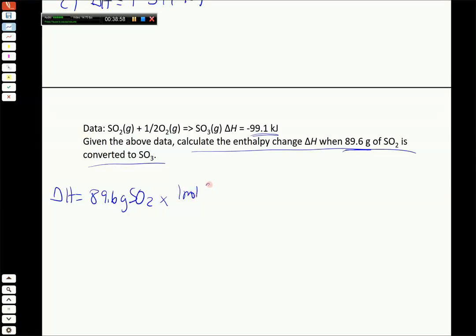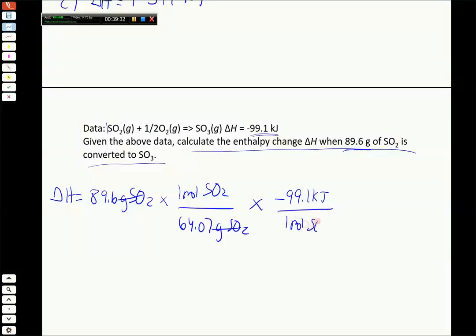of SO2. So we use the molar mass of SO2, which isn't given in this problem. It's going to be the sum of the atomic masses, 32.07 for sulfur, 2 times 16 for oxygen. So it's going to be 64.07 grams of SO2 per mole. So we divide by that to get from grams into moles. And then if we look at the balanced thermochemical equation, delta H is minus 99.1 kilojoules. And then the coefficient for SO2 is a 1, so that's per 1 mole of SO2. Alright, so this then converts into kilojoules, and we just have to multiply and divide them and get our answer.